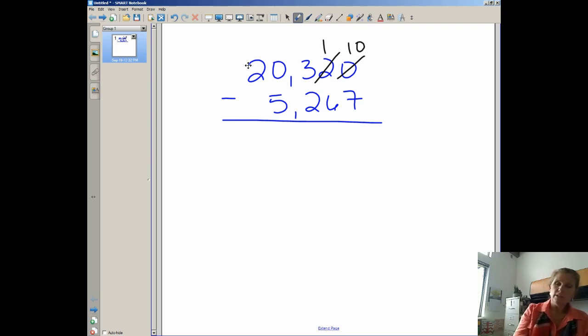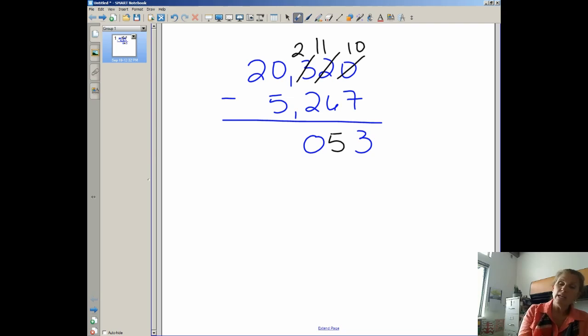So now if I subtract 10 minus 7, I get 3. But now look what the problem is. Now I can't take 6 away from 1, so I have to borrow again. So I'm going to borrow from the 3, take that 3 and make it 2, and I have now 100, which I'm going to give 10 tens, which is 100, over here and make that 11. 11 minus 6 is 5. 2 minus 2 is 0.